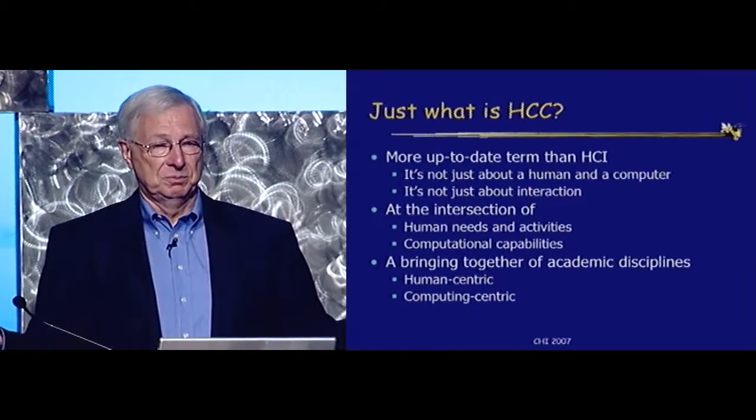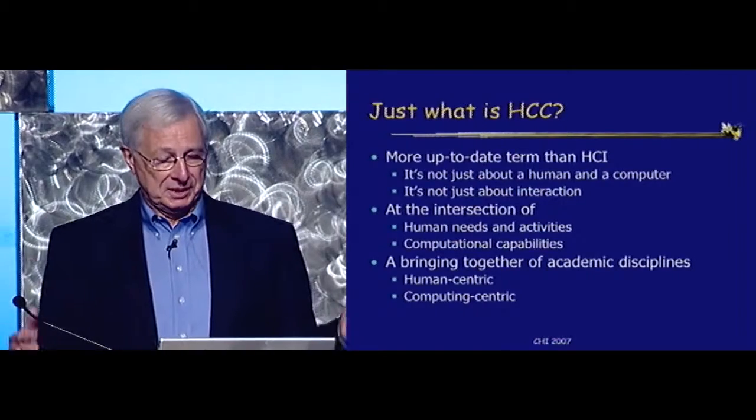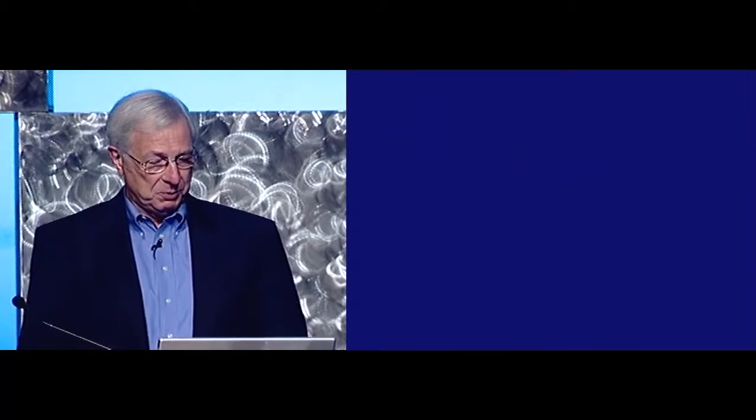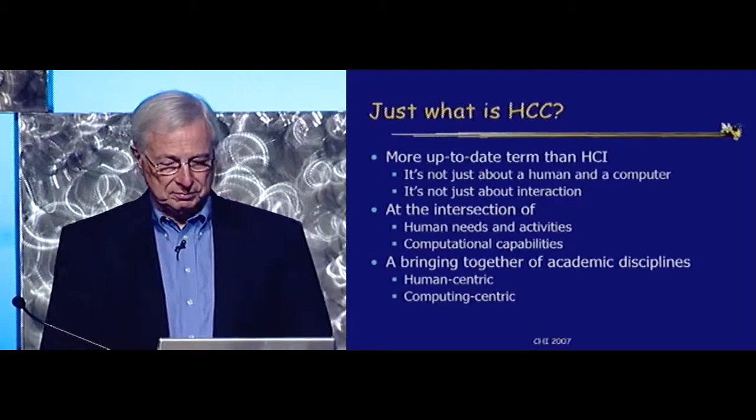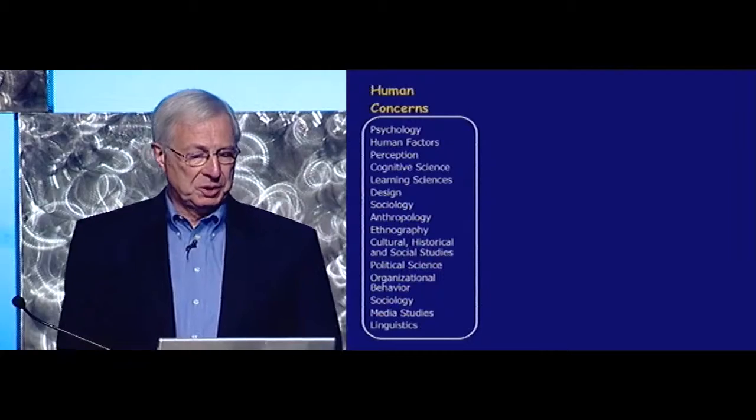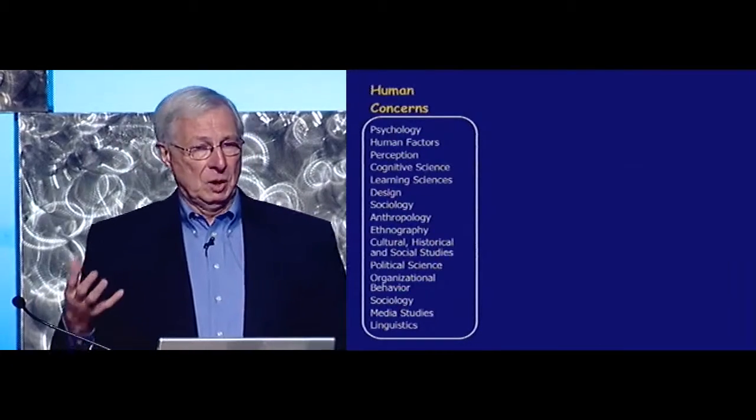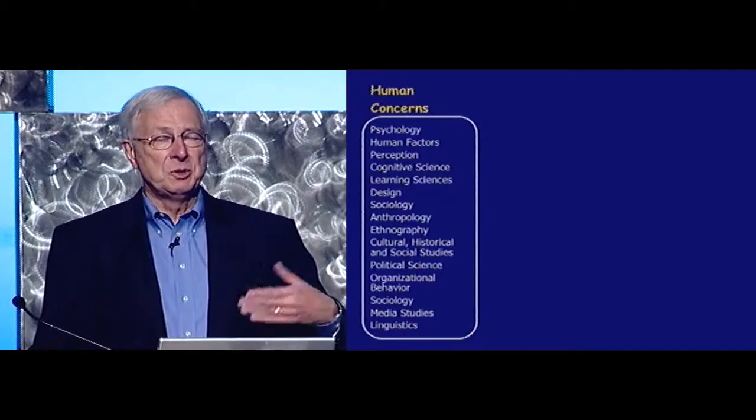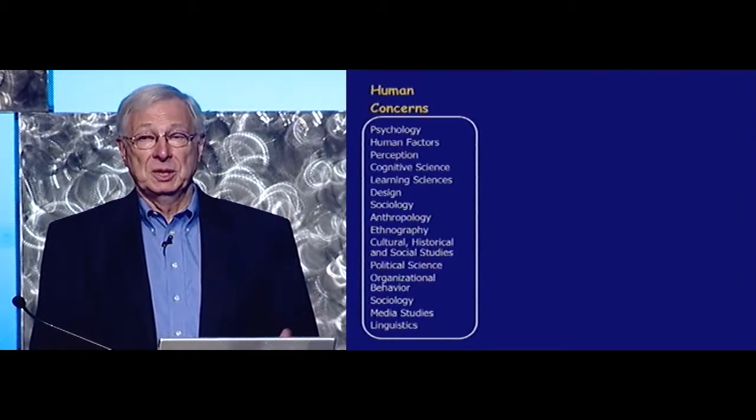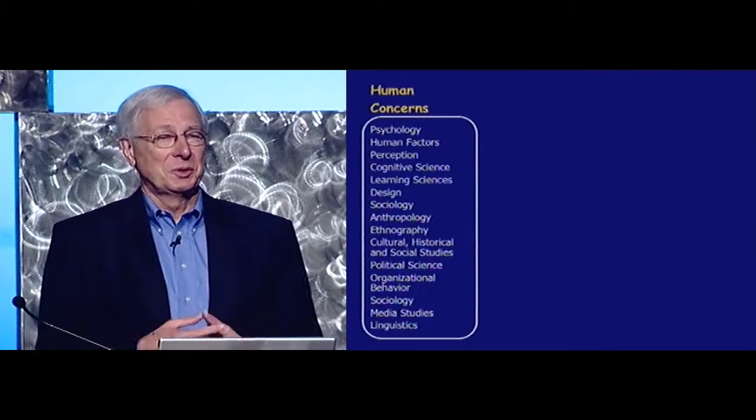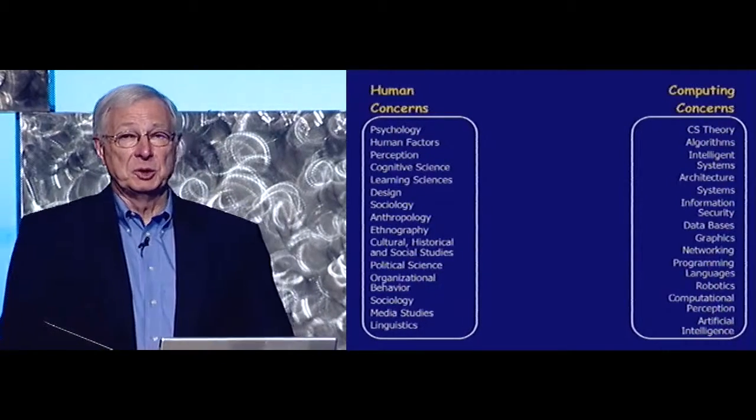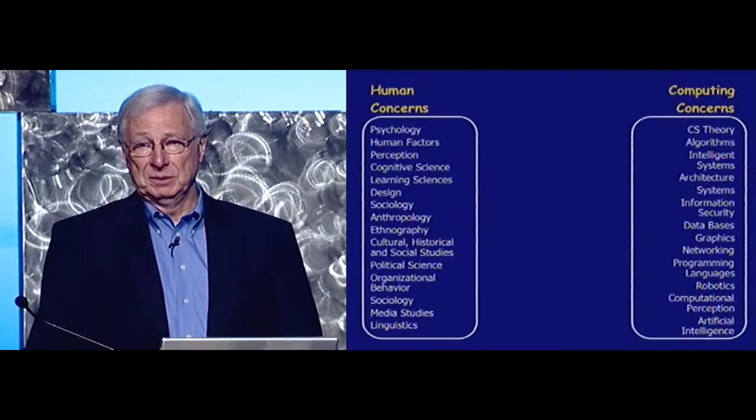You know, HCC and HCI, use whatever name you like, really is at the intersection between human needs and activities on the one hand, computational capabilities on the other hand. So it brings together the human-centric and the computing-centric disciplines. So some of the human concerns that we bring to the table in HCC, using labels of academic disciplines, are suggested here, and I would not suggest that this is a complete list, since computing is so all-encompassing. And there's a long list of the traditional computer science concerns.